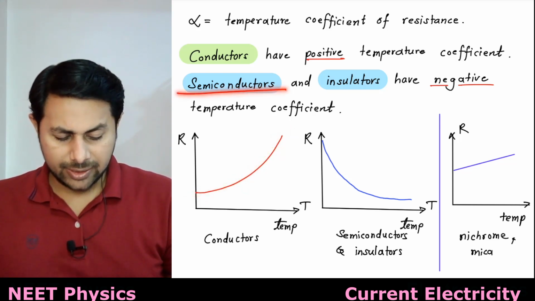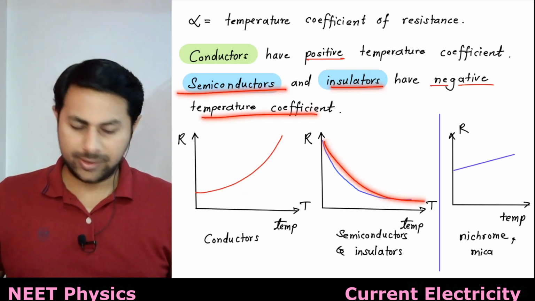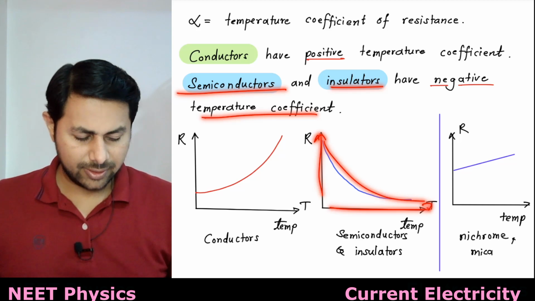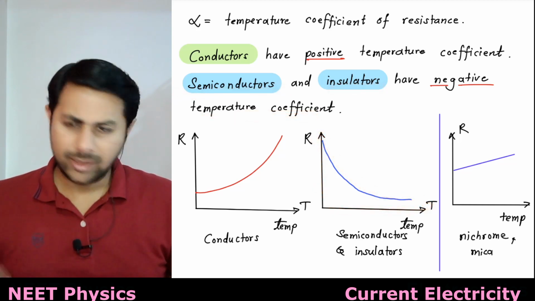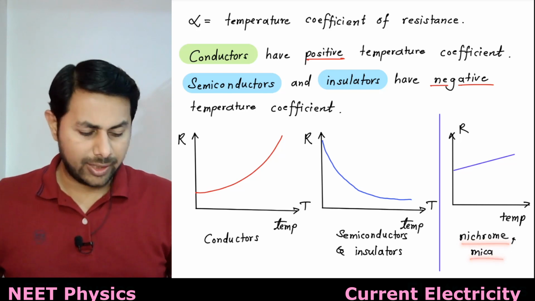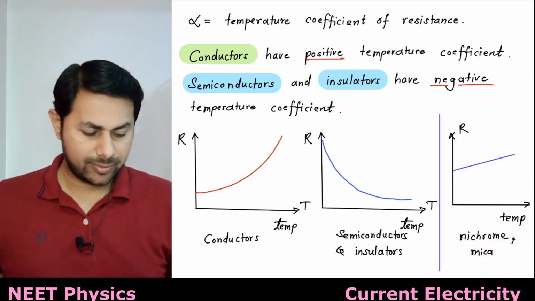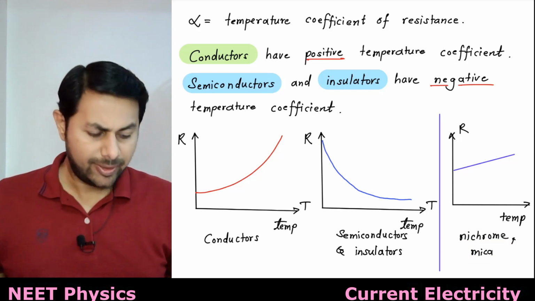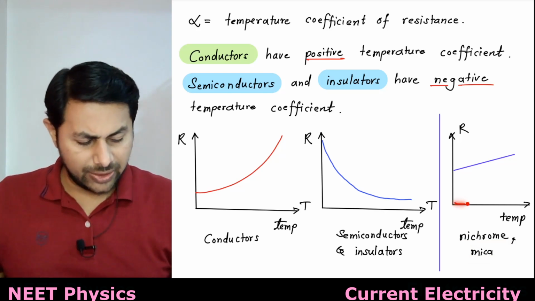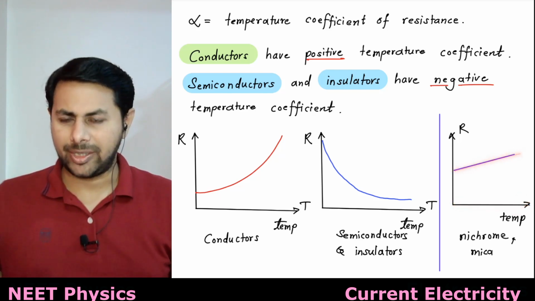Then semiconductors and insulators have negative temperature coefficients like this, okay. And then there are some materials like nichrome, mica, etc. Their temperature coefficient of resistance is very small, okay, it's almost negligible. So as you increase the temperature, there is very small change in the resistance of these kind of materials, okay.